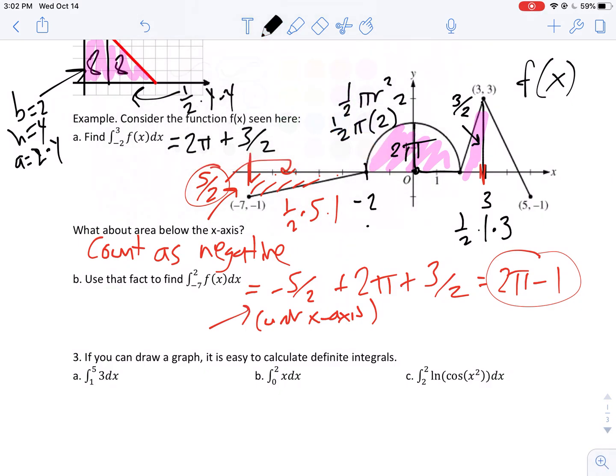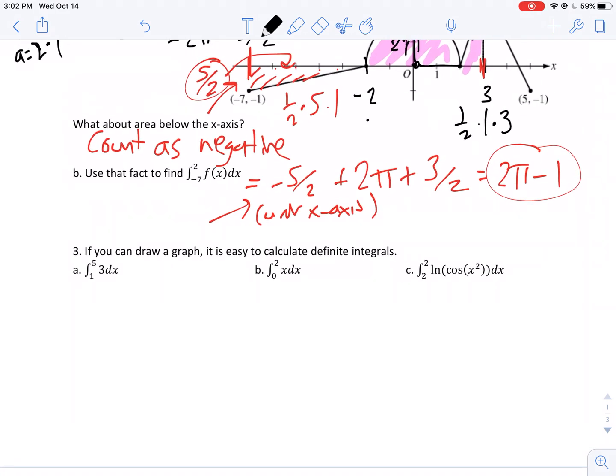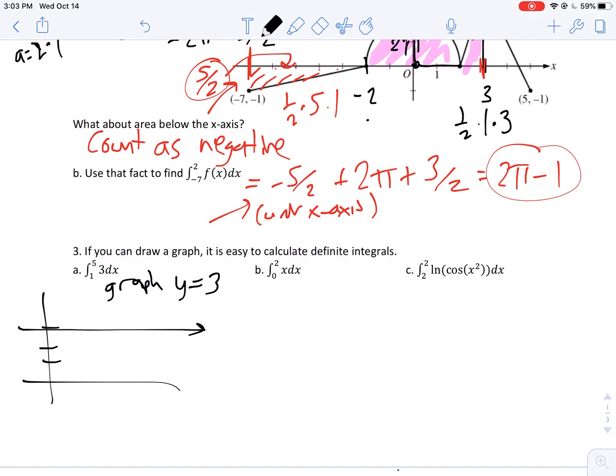If you can draw a graph of the function, it's pretty easy to calculate these integrals. So when you see integral 1 to 5 of 3 dx, that's like saying you have the graph of y equals 3. You guys know what that graph looks like, right? It's a horizontal line at y equals 3. It looks like that. So if you have this horizontal line at y equals 3, and you're starting at 1, and go 2, 3, 4, 5, up to 5, it's just asking you to find that area in there.